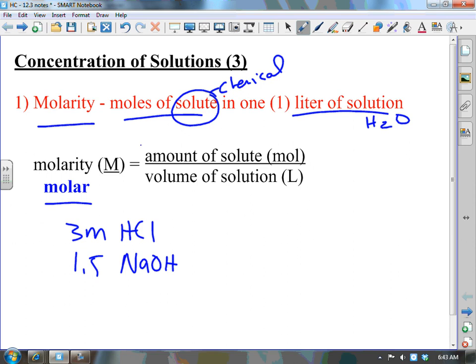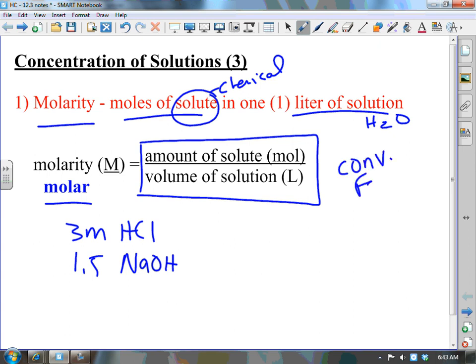The calculation's pretty straightforward: the amount of moles divided by the volume of solution. Now, this is really important. This is simply a conversion factor. Nothing more, nothing less. Okay? There's no difference to how we use this as we use molar mass. Remember, molar mass tells us the number of grams in 1 mole.